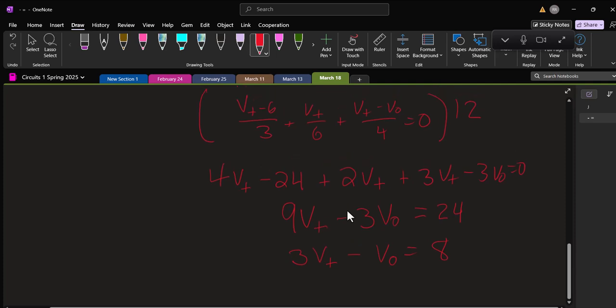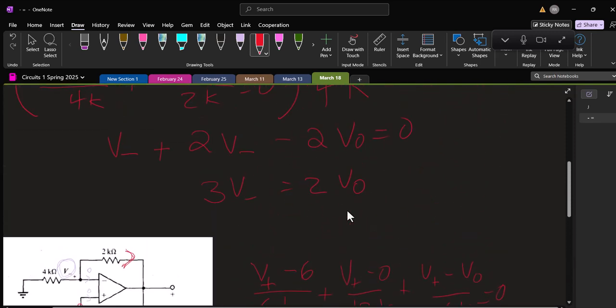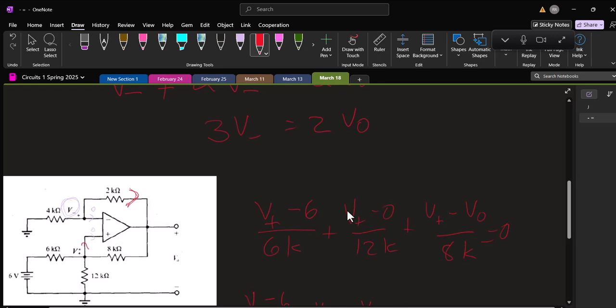And then we know that V plus equals V minus, and we know that 3V minus is 2V out. Our V minus is 2/3 V out.